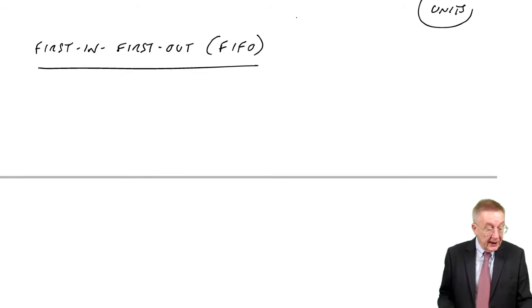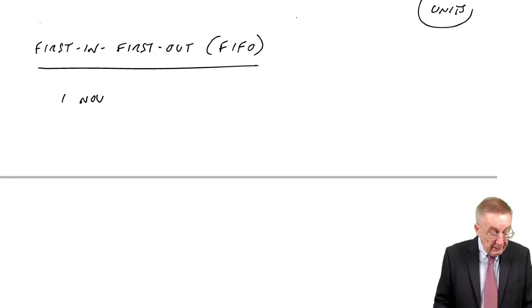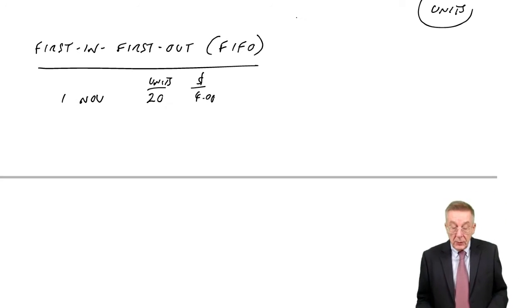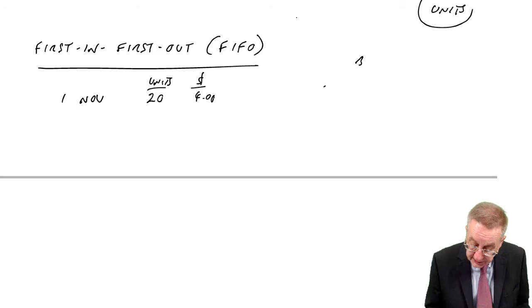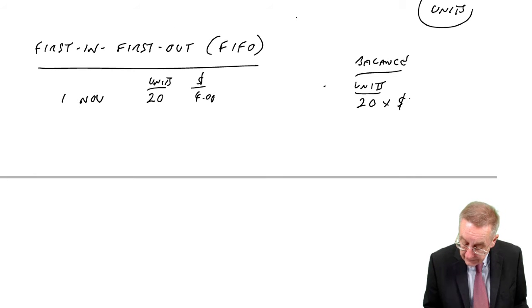Example 1, first in, first out. We start on the 1st of November. We buy 20 units and they cost $4 each. And so at that stage, how much do we have? Our balance at that stage, again, 20 units, they're $4 each. And so at that stage, obviously, they're worth 80.